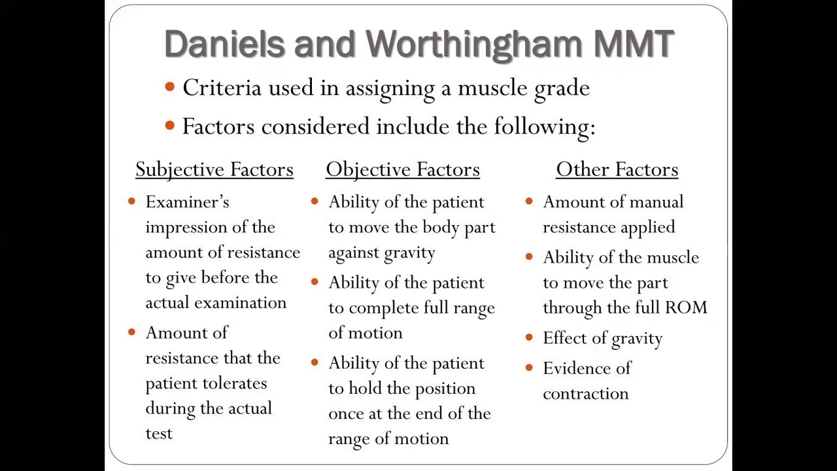Objective factors include the ability of the patient to move the body part against gravity, the ability of a patient to complete full range of motion, then the ability of a patient to hold the position once at the end of the range of motion. Other factors include amount of manual resistance applied, ability of a muscle to move the part through the full range of motion, effect of gravity, evidence of contraction.